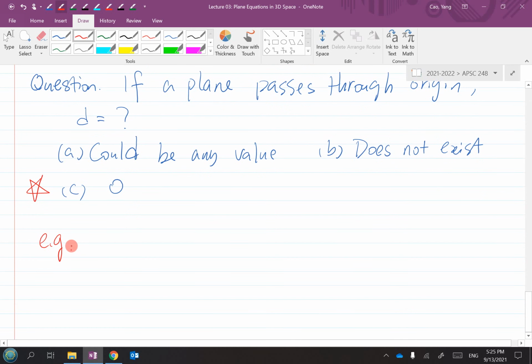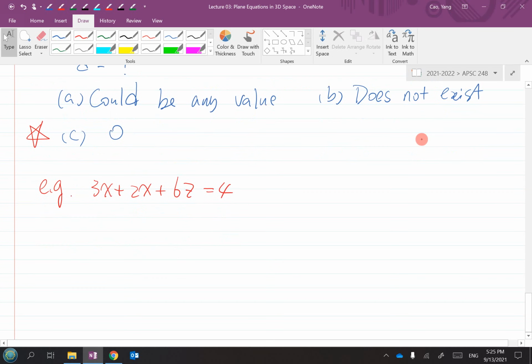Alternatively, I actually could ask you the following question. Here's another simple example. This time I'm giving you a plane: 3x plus 2y plus 6z equal to 4. Good. So now I'm going to ask a question here. There's going to be no set of answers.